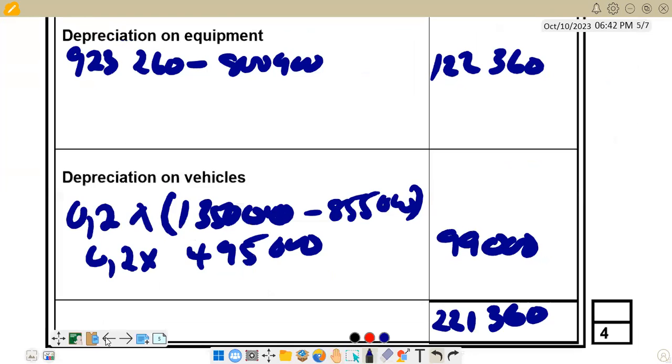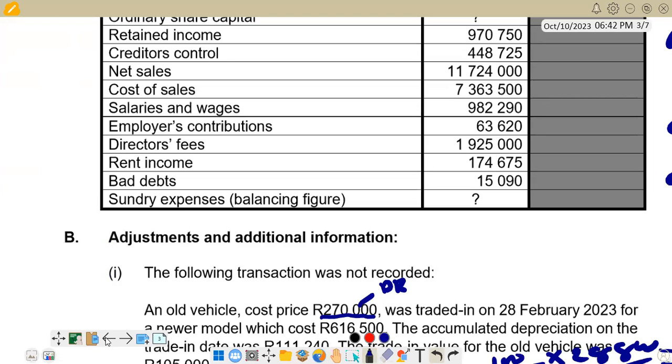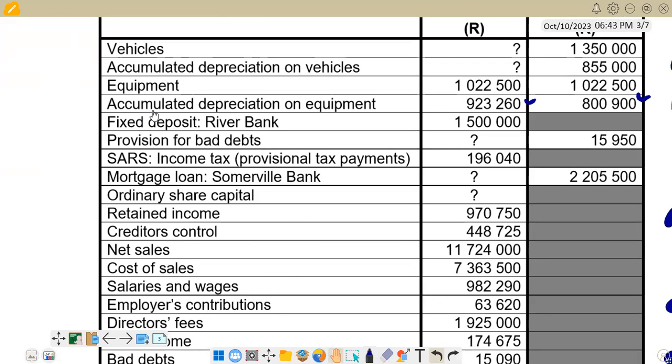So we go back to the list of balances now and try to find out what we have in the question. We can start from the start there, find out what we have there. Right. We start from where it's starting. Vehicles, go down. Check where we have an expense. Provision for bad debts, we have already adjusted for that under the income. Go down to check another expense. We've got salaries and wages. In salaries and wages, the figure that we are given is 982,290.